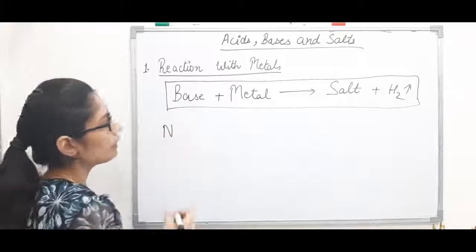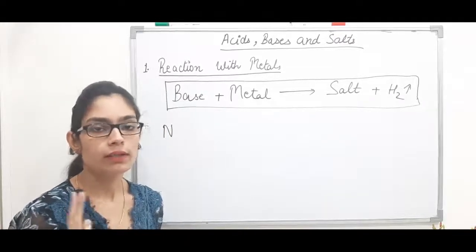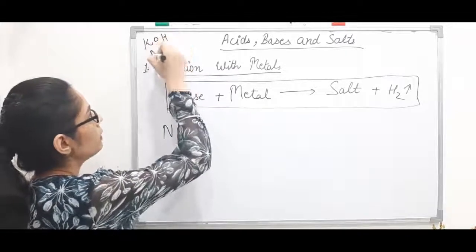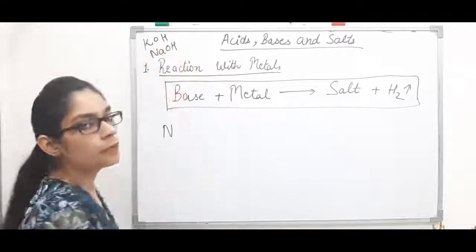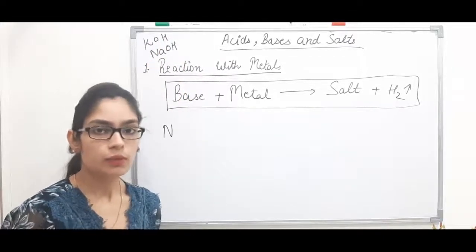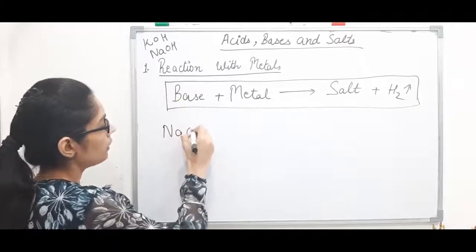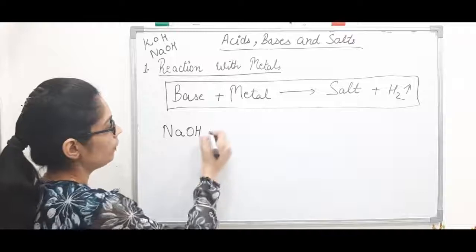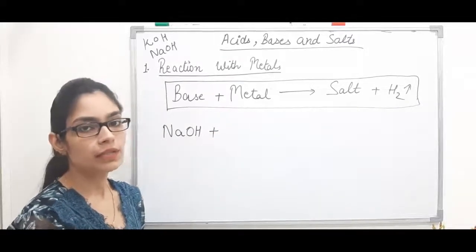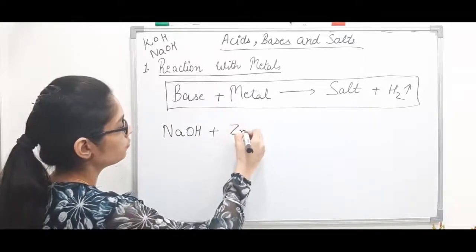Any base you can take, because I have already told you in this chapter we are going to take only two bases. One is potassium hydroxide and the other one is sodium hydroxide, because these are strong bases and only these two bases are included in your syllabus. So let's take now sodium hydroxide plus metal. Again any metal you can take: zinc, magnesium, calcium, sodium. So I will take zinc.